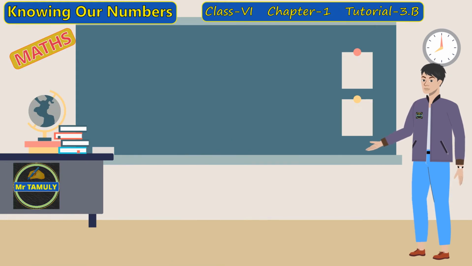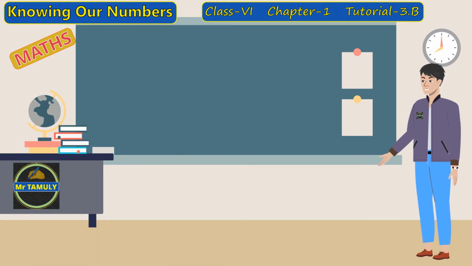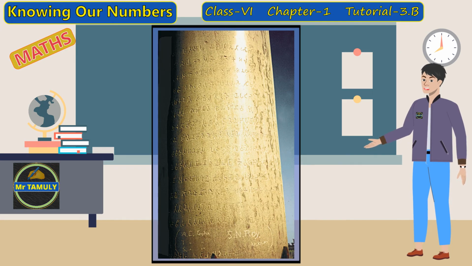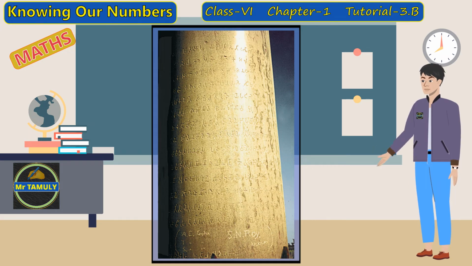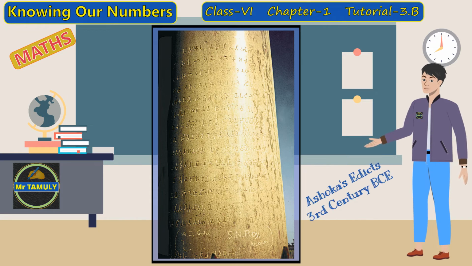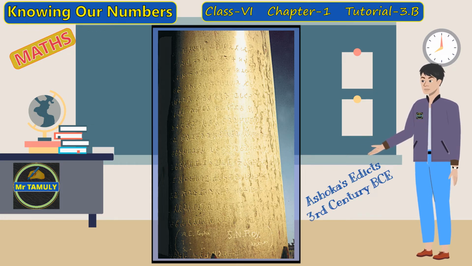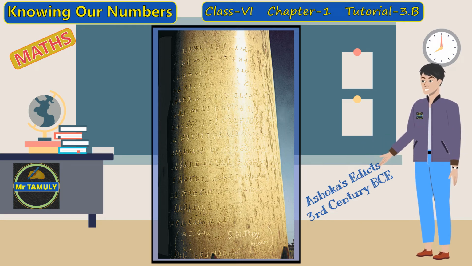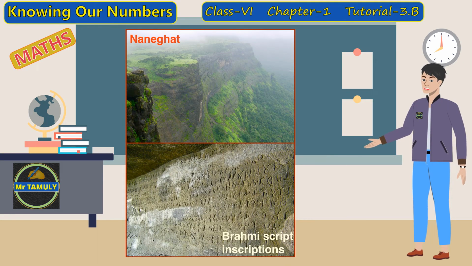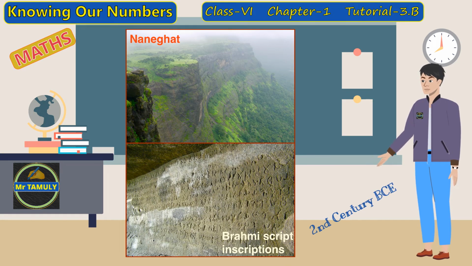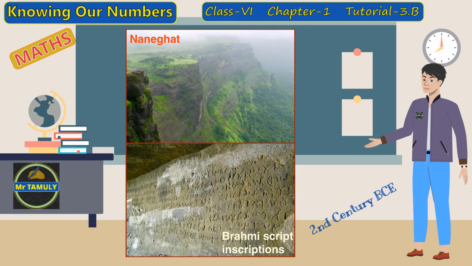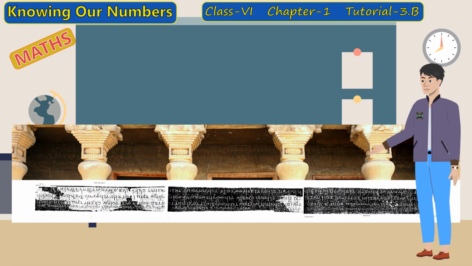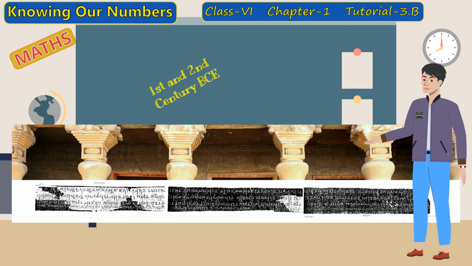Let us look at these three images once again. The first image is that of an Ashoka's pillar. The inscriptions found on the great king Ashoka's pillars are known as Ashoka's edicts. As I have already told you, these pillars are from the period of the 3rd century BCE, and in these inscriptions we find some numerals of the decimal system. The second image is that of Naane Ghat inscriptions, which belong to the 2nd century BCE. And the last image is that of Nasik cave inscriptions dating back to 1st and 2nd century CE. In all these inscriptions you can find decimal system numerals.